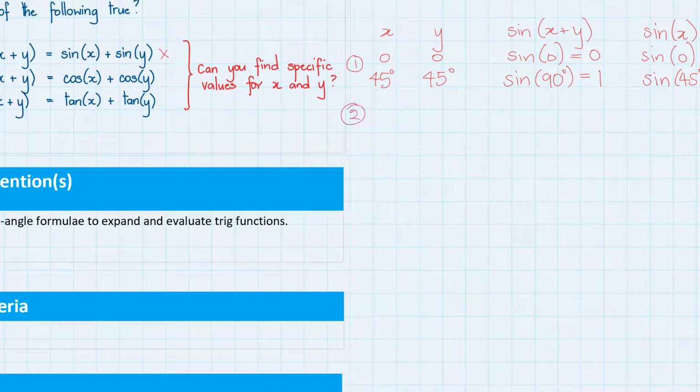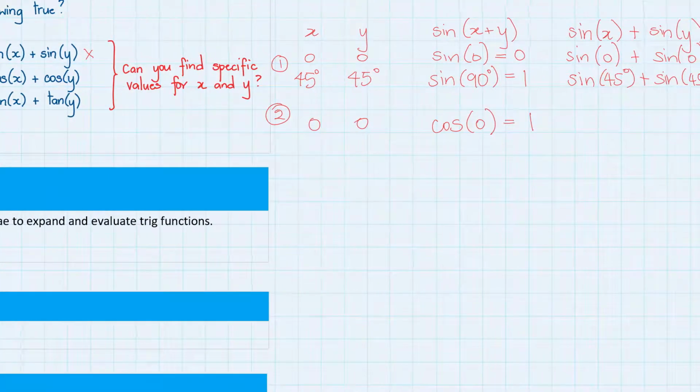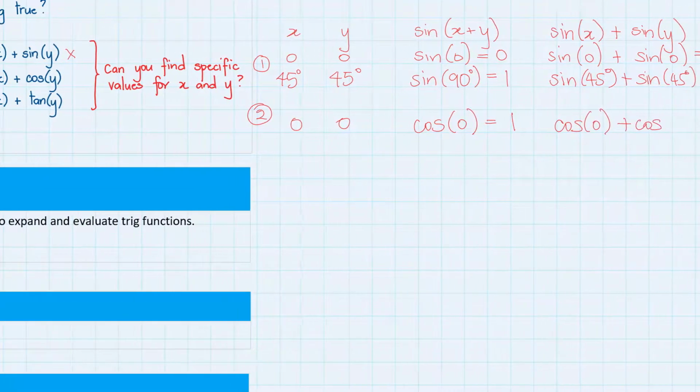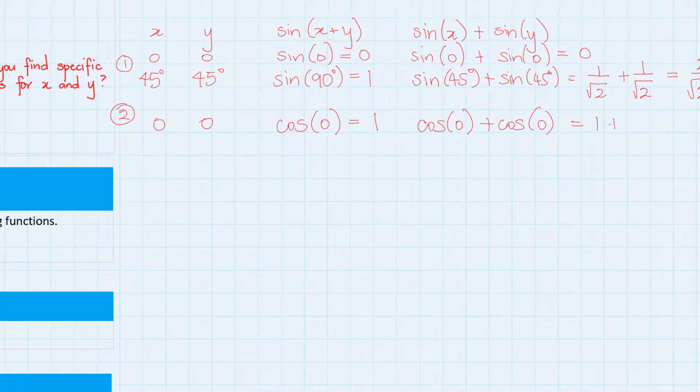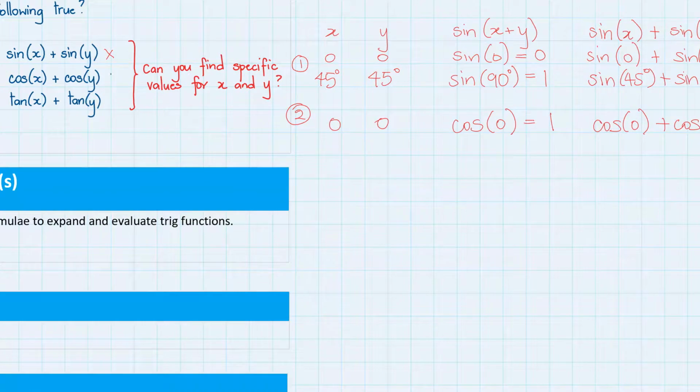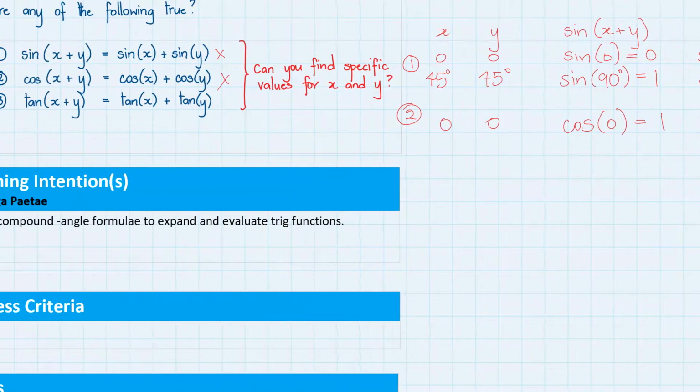That's equation 1, and this is equation 2. We do the zeros, just like we did for that first problem. We find that the left-hand side, which is the cosine of 0 plus 0, which is cosine of 0, if we remember right, is 1. And then we've got the cosine of 0 plus the cosine of 0, which is 1 plus 1, which is 2. Those two values are obviously not the same, so that second equation isn't true either.